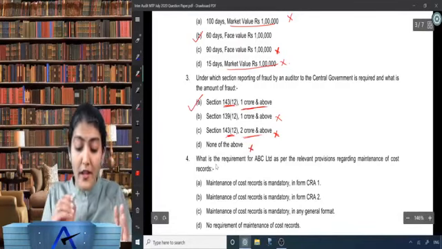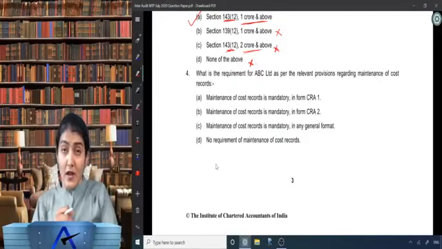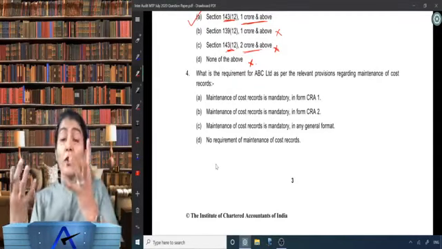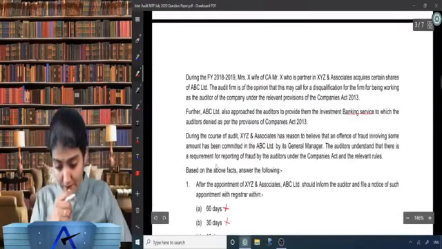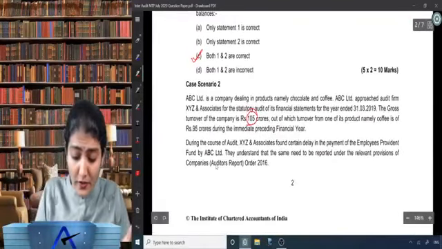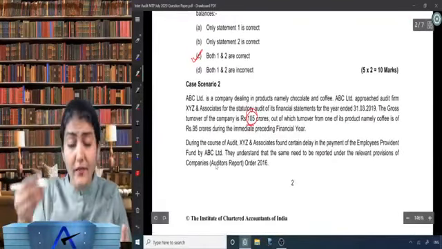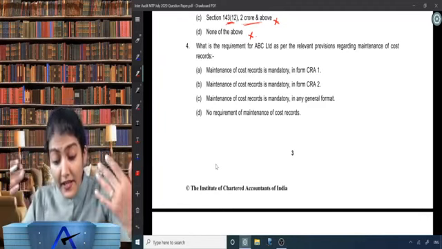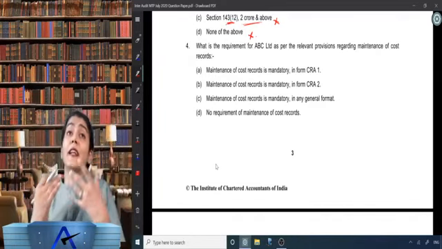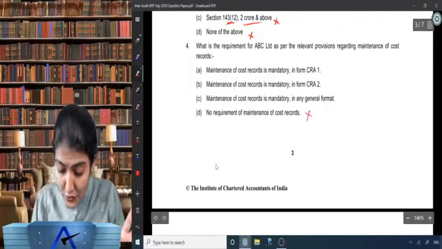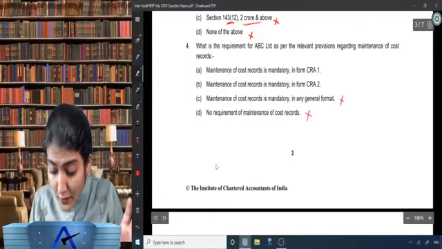Right, next one. What is the requirement for ABC Limited as per the relevant provisions regarding maintenance of cost records? Cost records become mandatory when the overall turnover is 35 crore or more. And here in this given case study, the overall turnover is 105 crore. So do they need to include cost records in their books of account? Yes. So maintenance of cost records is mandatory in Form CRA1, mandatory in Form CRA2, mandatory in any general format, or no requirement of maintenance of cost records. So no requirement is not a point, and any general format is not a point.